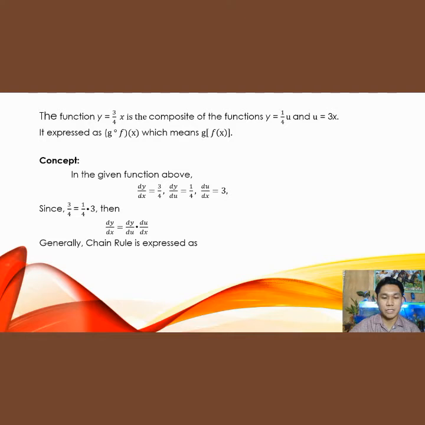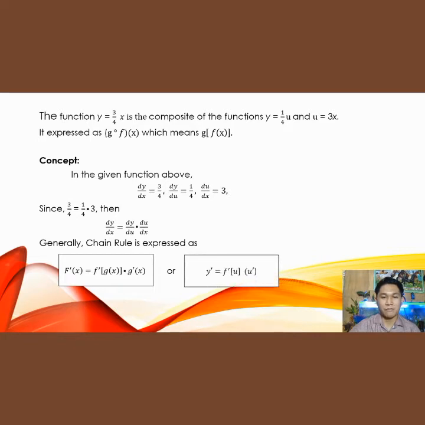Generally, chain rule is expressed as f prime of x is equal to f prime of g of x times g prime of x, or y prime is equal to f prime times u prime.